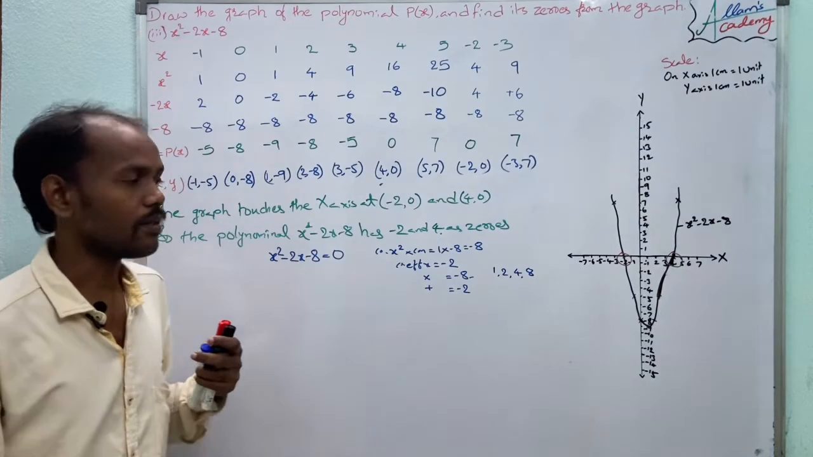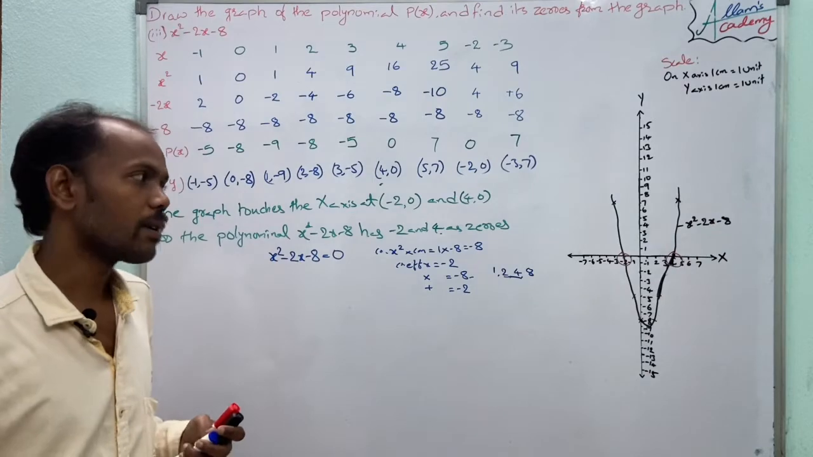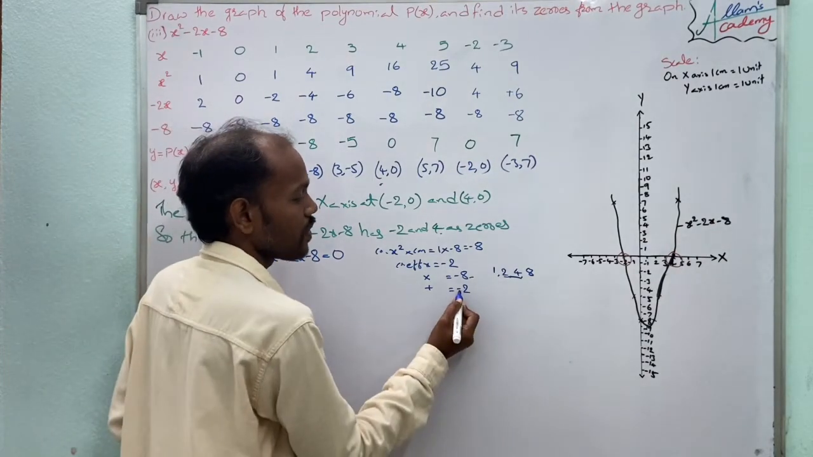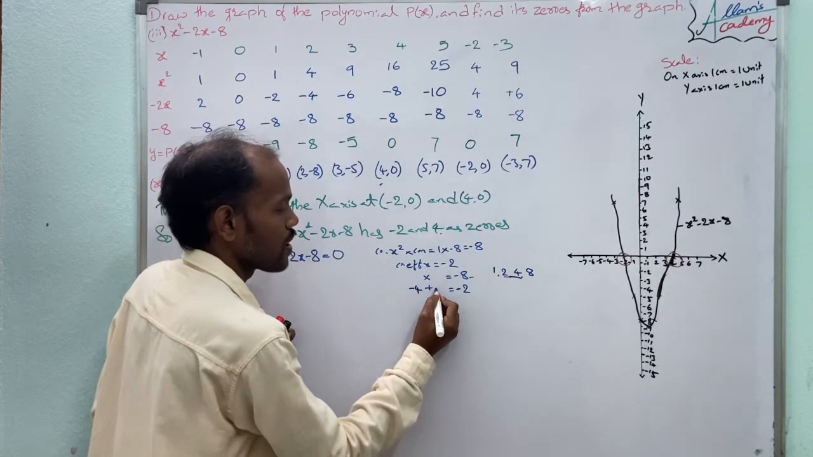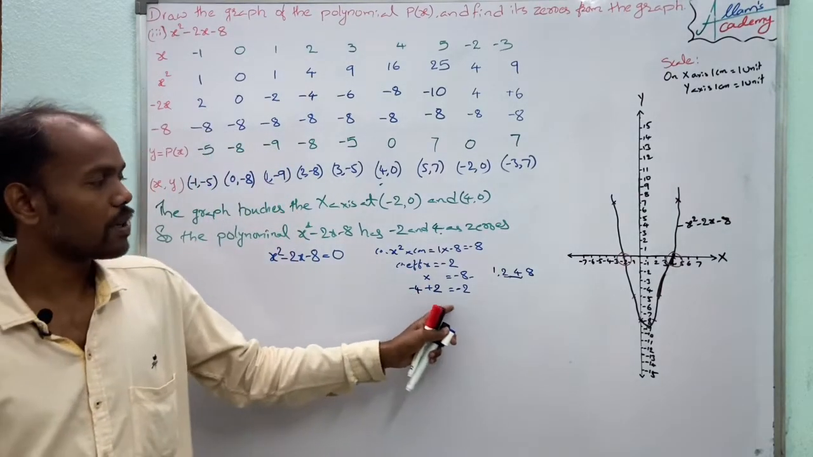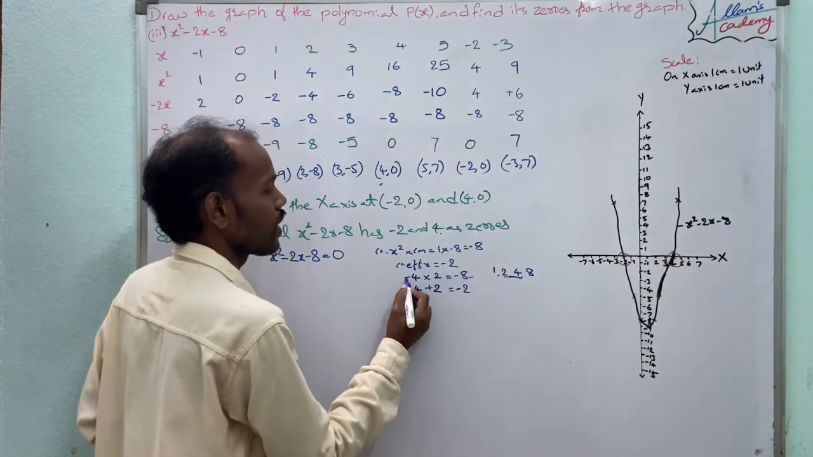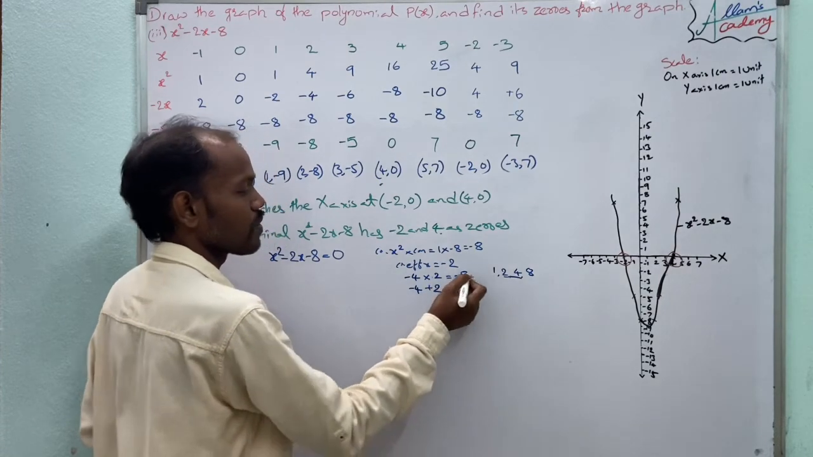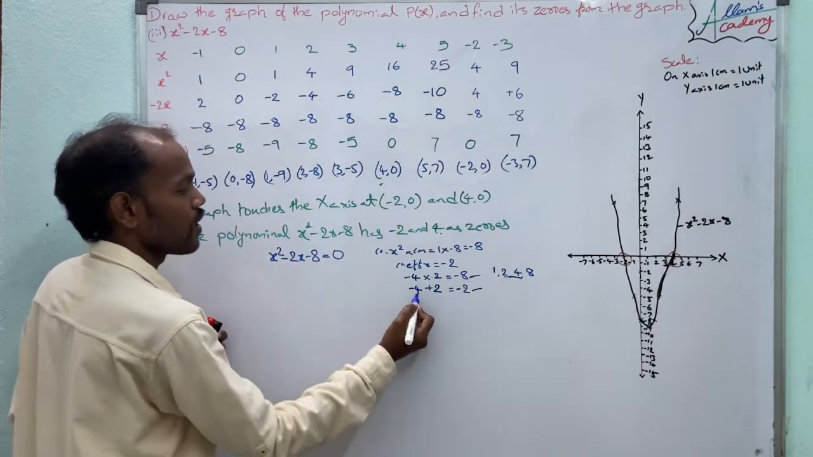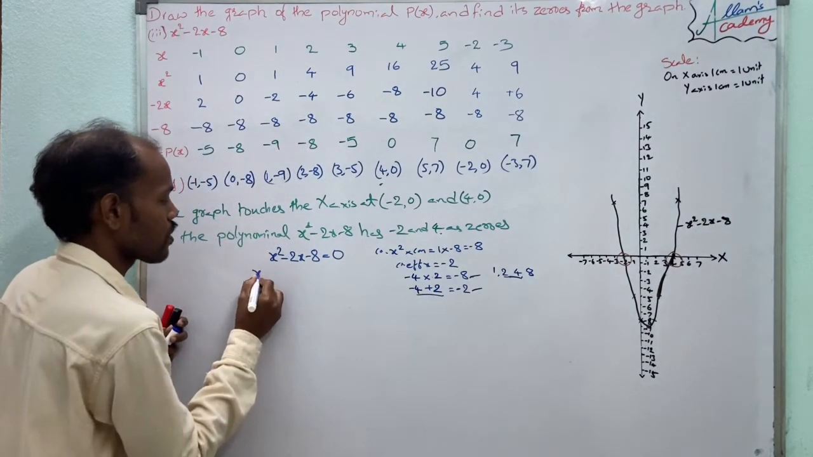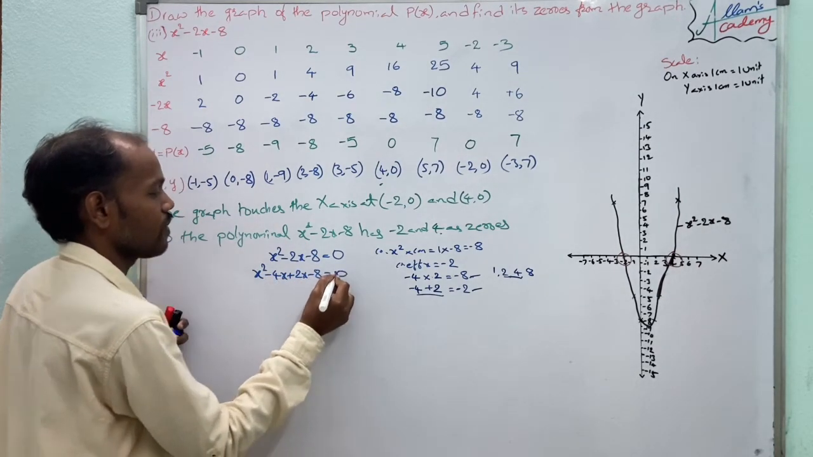In that, 2 and 4: the product is 8, the difference is 2, but we want minus 2, that means minus 4 plus 2. So minus 4 plus 2 gives minus 2, and minus 4 into 2 gives minus 8. So we get the correct answer. So we split minus 2x as minus 4x plus 2x: x square minus 4x plus 2x minus 8 equal to 0.